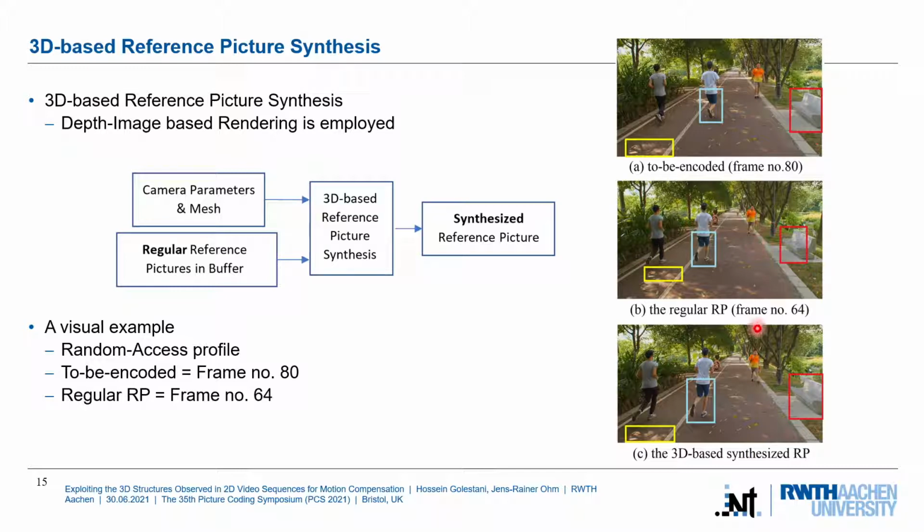So C is actually our 3D based synthesized reference picture. We warp the content of B into the position of the camera in A while considering the camera parameters and the 3D scene geometry. It's like depth image based rendering. We have the camera parameters, we have the depth data, then we warp the content of B into the position of A and generate C. That's actually the main idea.